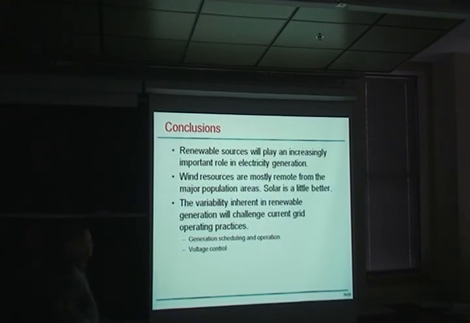And the conclusions: renewables are going to be increasingly important in electricity generation. There's this mismatch between where you find the renewable resources and where you find the population. And then there's the variability inherent in the renewable generation that causes all sorts of challenges for the grid.